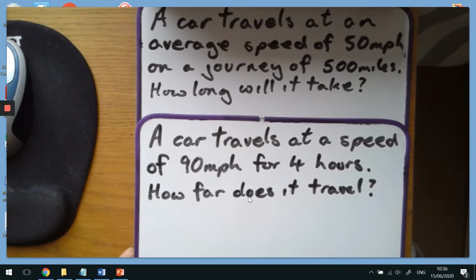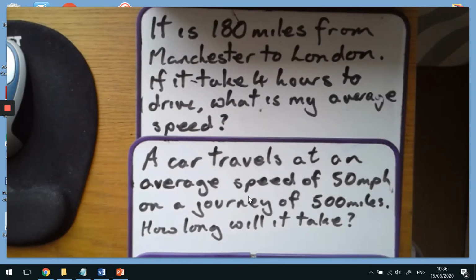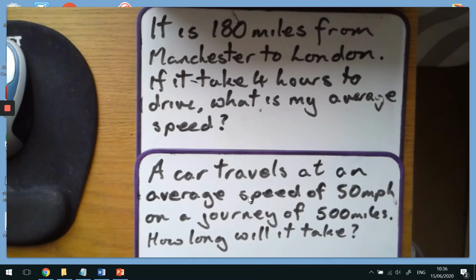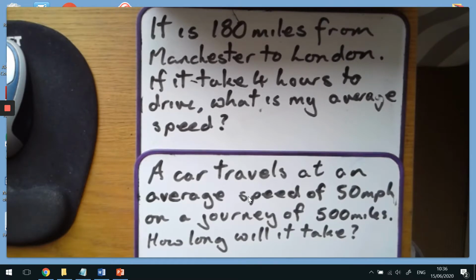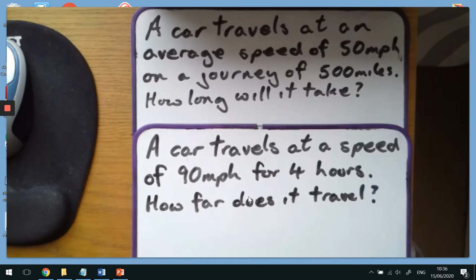A car travels at an average speed of 50 miles per hour. The journey is 500 miles. How long will it take? And then we're going to do the last one, which is finding the speed when we're told that it's 180 miles from Manchester to London and it takes 4 hours to drive. Okay, so they're all subtly different.